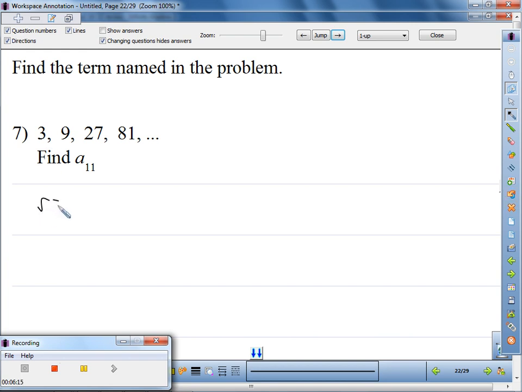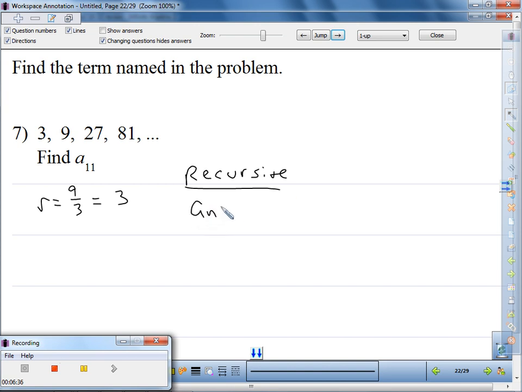So we have a common ratio, because if we divide 9 by 3, we get 3. So our common ratio is 3. Okay, so now for our recursive formula, what we're going to have is a little bit different formula than with the arithmetic. So the recursive formula is going to be a sub n is equal to a sub n minus 1 times r. Okay, r can be in front or back. It doesn't matter how you multiply, and then we need the first term.